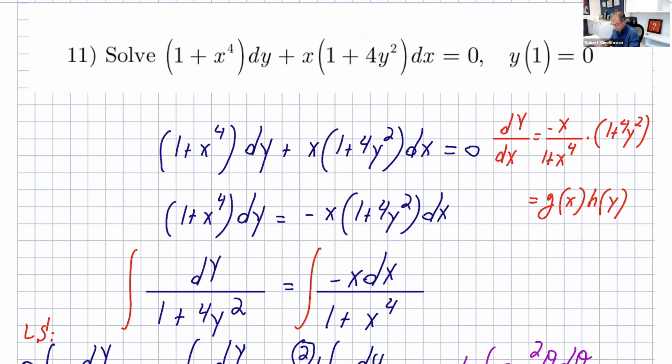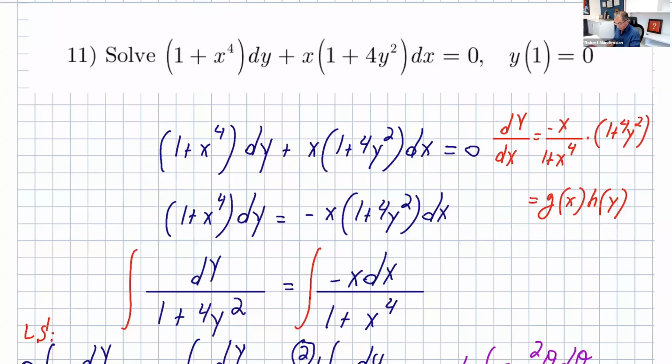I picked number 11. Solve (1 plus x to the 4th power) dy plus x times (1 plus y squared) dx equals 0, and we are given an initial condition: y(1) equals 0. When you write this equation, if you're not sure which type you're dealing with, you can isolate dy dx, and we know we have a function of x and a function of y. So this is like g of x times h of y. So we know right away this is separable.